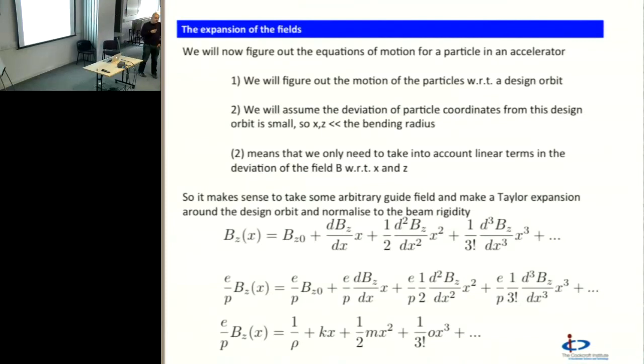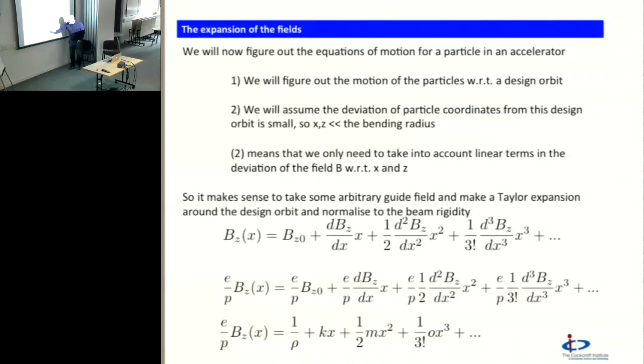If x is small, eventually we can start to chuck away some of these terms. We then normalize to the beam rigidity, so we divide through by the rigidity, P over E. So we just normalize each term appropriately. And then we rewrite the terms on the right-hand side. So in this multipole expansion, for this term, this is just the bending radius from the guide dipoles, Bz naught over the rigidity, which is just 1 over rho. We found that a few slides ago.